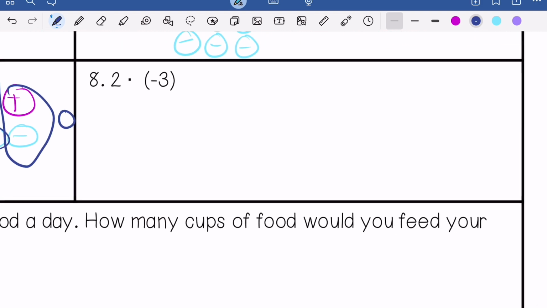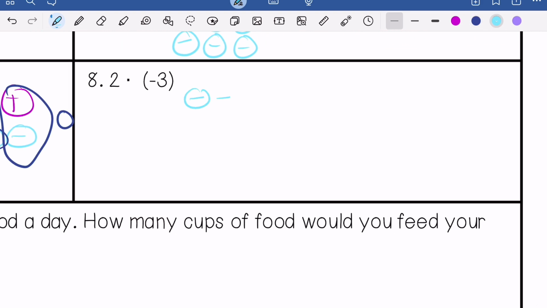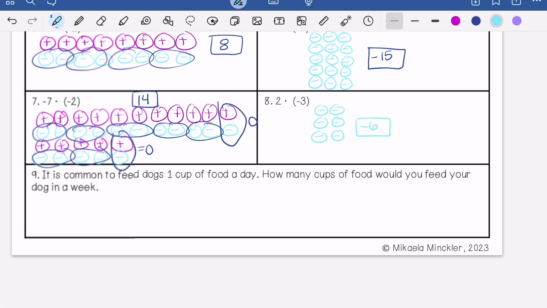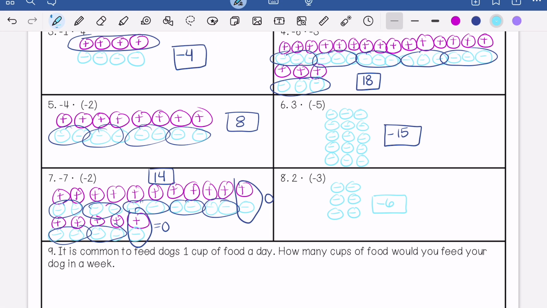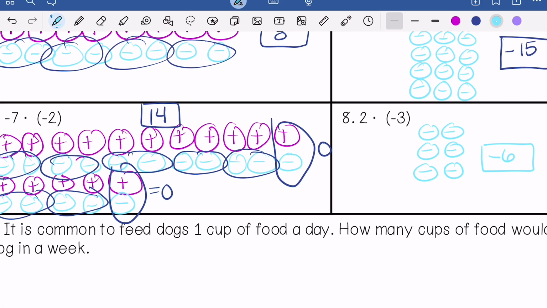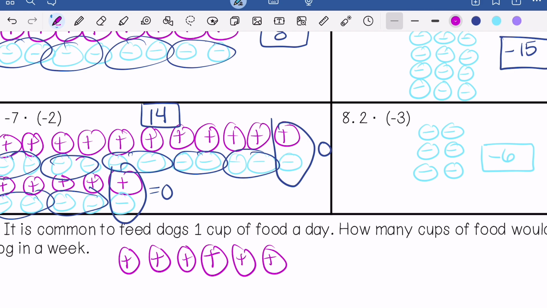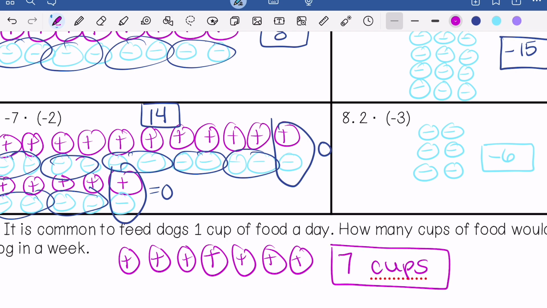All right, here I have 2 groups of -3. It's -6. And then last but not least, it is common to feed dogs 1 cup of food a day. How many cups of food would you feed your dog in a week? 1 cup. A week has 7 days. You could figure this out without drawing a model, but that's 7 cups. Thank you for watching.